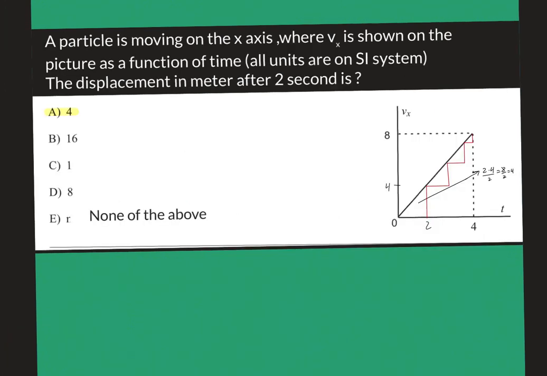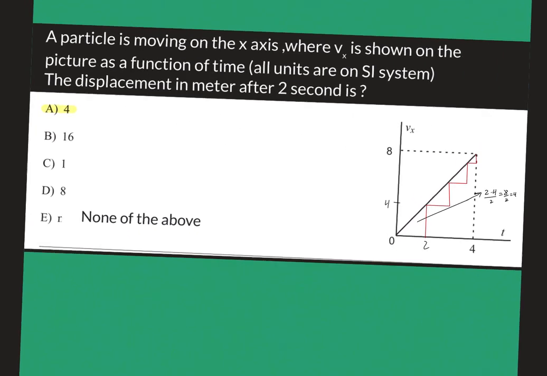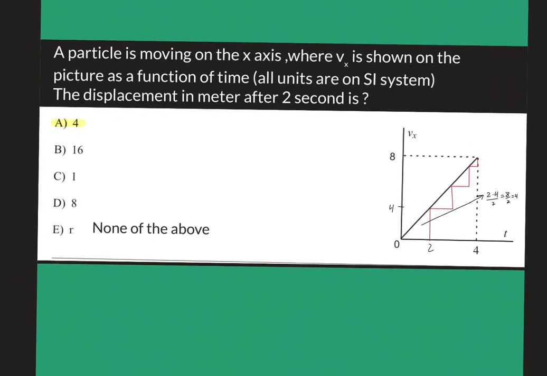Okay, we're in the second question. The next question. It says a particle is moving on the x-axis where velocity of x is shown on the picture as a function of time. And it says all units are on SI system. And what is the displacement in meters after 2 seconds? Okay, so we have this graph given.